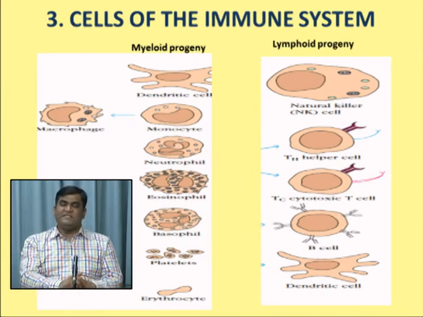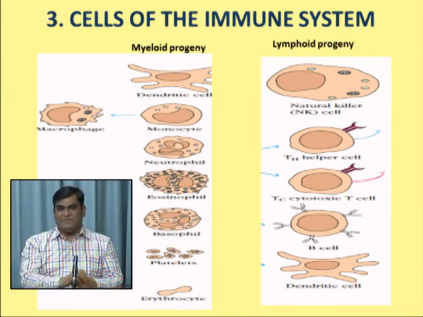Likewise, there is another cell known as the NK cell or natural killer cell. This natural killer cell also kills altered self cells, albeit non-specifically. They can also give rise to the lymphoid progeny. They can also give rise to dendritic cells.